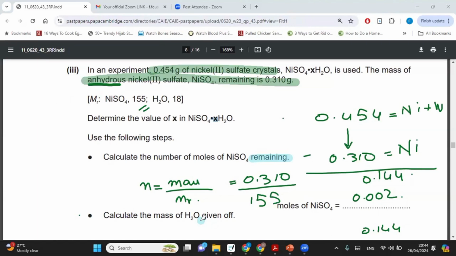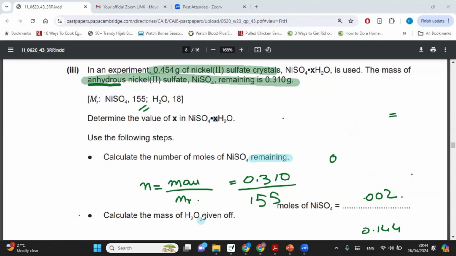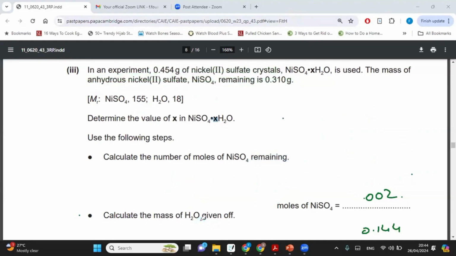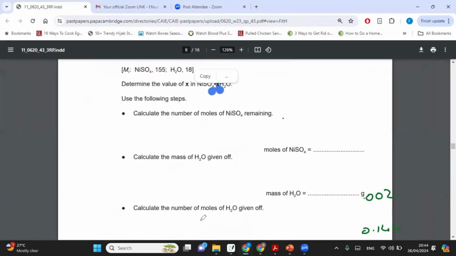Now, let's see what they are asking us next. They are continuing the question and they are basically saying, calculate the number of moles of water given off. So now we have to calculate the number of moles of water. Okay. Now, how are we going to find out the moles of water? This is where you guys are going to have to use some mole calculations.